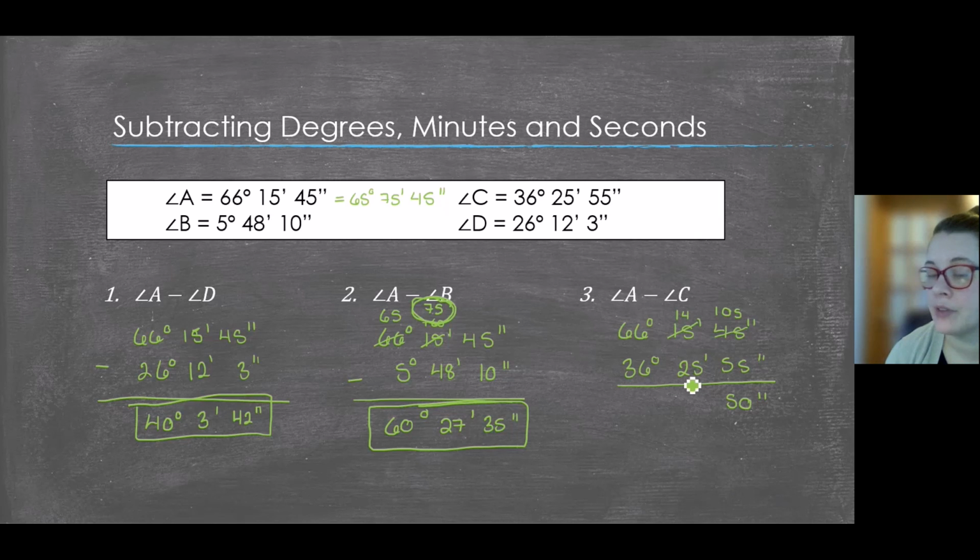14 take away 25, it can't be done, so we're going to borrow again. I'm going to borrow 1, so this goes down to 65. And instead of 14, I add 60 in, so my new one is going to be 74. 74 take away 25 leaves us with 49 minutes. And 65 take away 36 leaves me with 29.